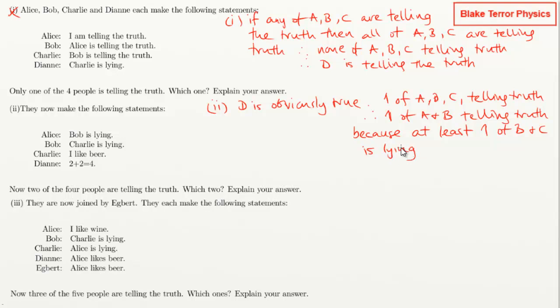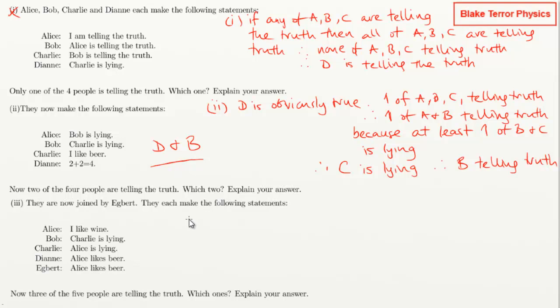So we've got one of those. So we know that Charlie is lying. Therefore, C is lying. Therefore, B is telling the truth. So that leaves us then with D and B. So D and B.